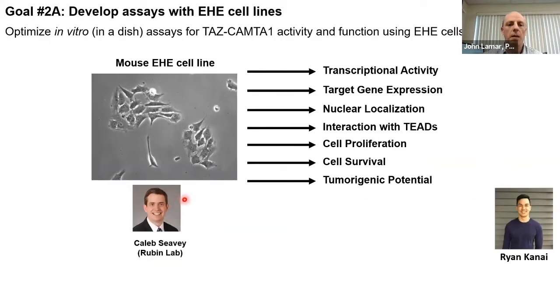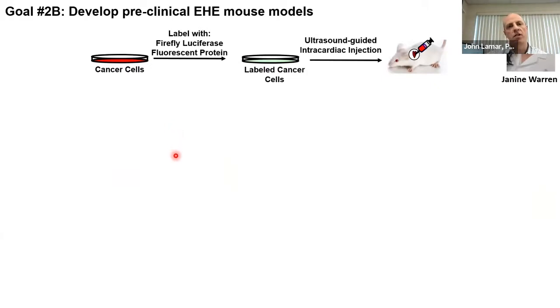And so through our collaboration with the Rubin Lab, we've obtained the mouse EHE cells that Caleb Seavey generated from their genetically engineered mouse. And so Ryan's been in the process now of optimizing some of our common assays that we use to study TAZ-CAMTA1 in the fibroblasts, as well as to study the normal YAP and TAZ proteins in other cancers. He's optimizing them so that we can use these EHE cells and start testing some of those candidates with these cells. We're also trying to generate tumors that we can use to test some of these candidates and the effects they have on an EHE tumor growing in a mouse.